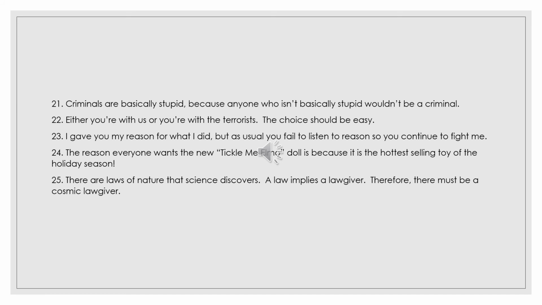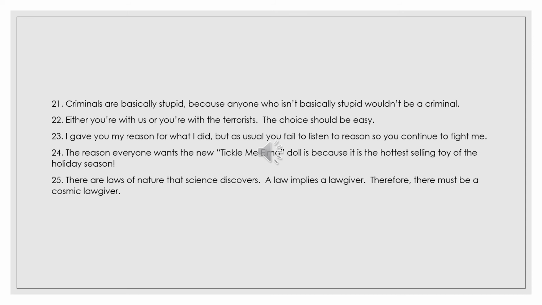24 looks like another example of a circular argument. The reason everyone wants the new Tickle Me Elmo doll is because it's the hottest selling toy of the holiday season. But isn't that really just saying everybody wants it because it's popular, everybody wants it? That's not giving me a reason why everybody wants it. There's no real argument there, so that's begging the question.